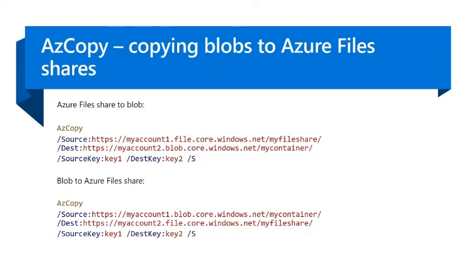AzCopy copying blobs to Azure file share. So using your knowledge of AzCopy to copy blobs and file share, you can use the same commands to copy between storage types. The only things you would need to change are the URIs used in the source and destination option. In this first example, we copy content from Azure FileShare to Blob. So you have source, which is a file, and second is a blob.